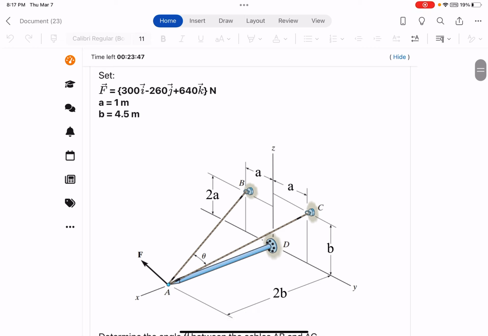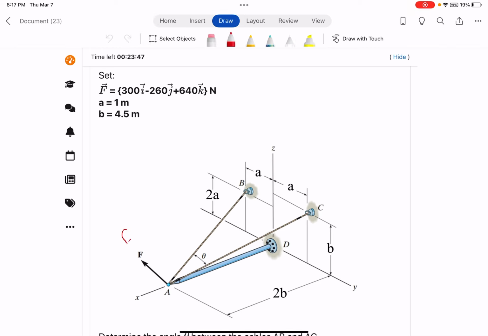So we'll try to do this problem one more time. We have the force that's given here: 300i minus 260j plus 640k, and the units are Newton. A is 1 meter. So this is 2 meter. This is 1 meter. And this is 1 meter. And this is 4.5 meter, and this is 9 meter, 2B.